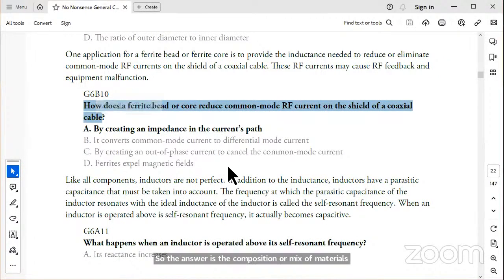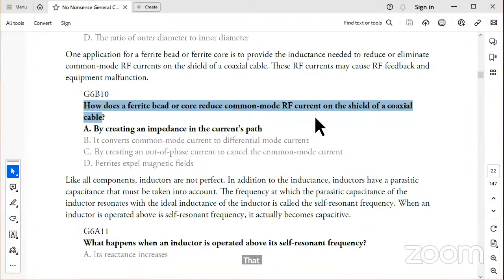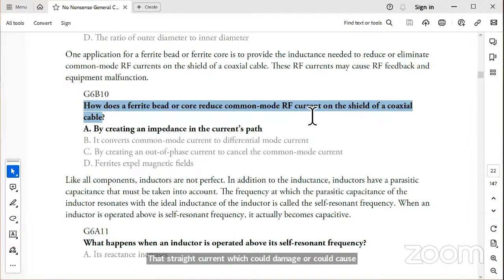Next question in the question pool. How does a ferrite bead or core reduce common mode RF current on the shield of a coaxial cable? Let's dissect this question a little bit. So remember I said we use ferrite beads or ferrite cores to reduce that stray current, which could cause maloperation in your shack, or it may actually cause a safety concern as well. But how does it work, that ferrite core? Well, we take the coaxial cable and wrap it around it, and it creates an impedance in the current path. So that's how the ferrite beads work. It creates an impedance in the current's path.